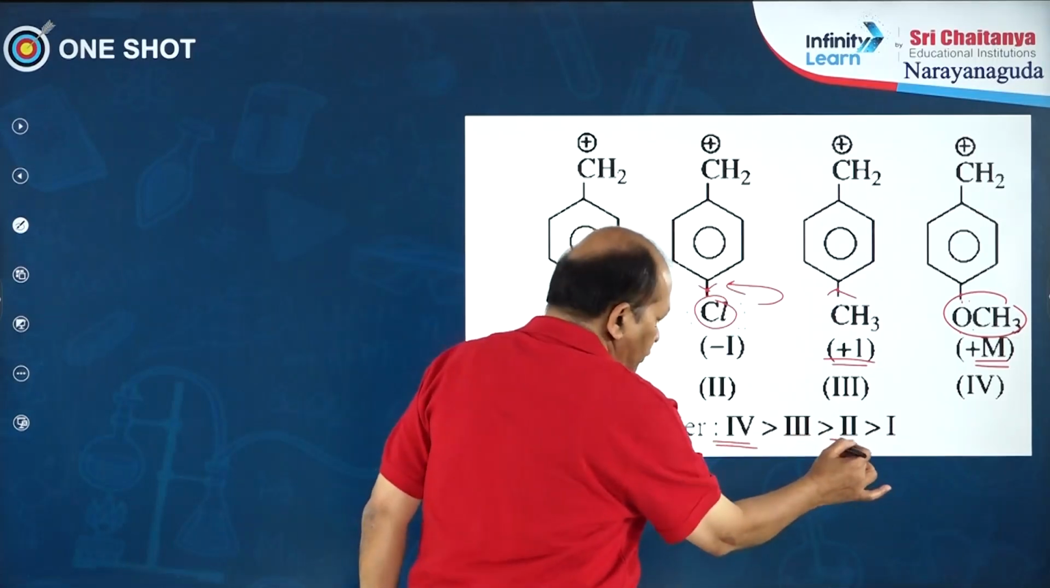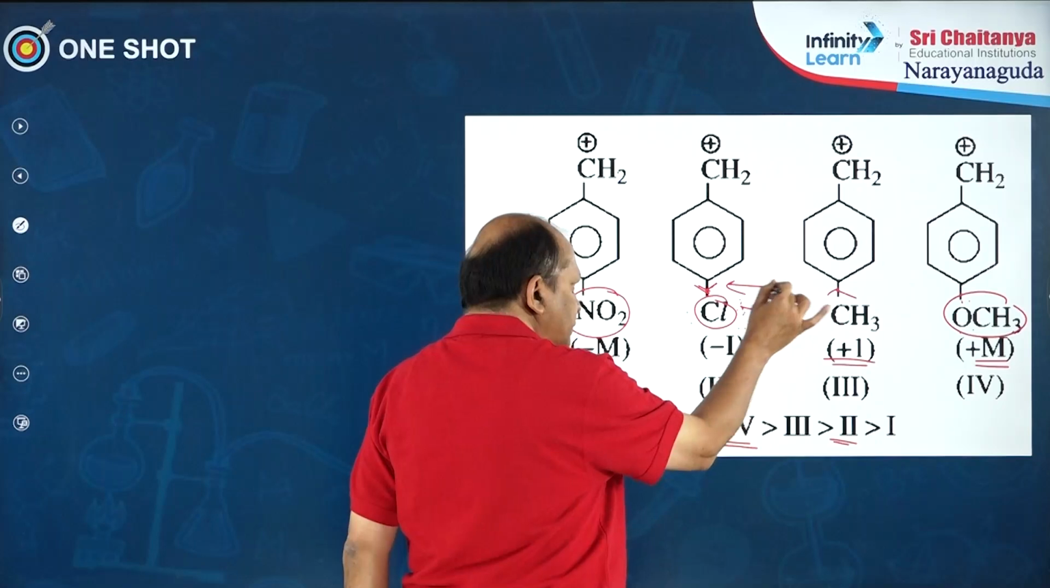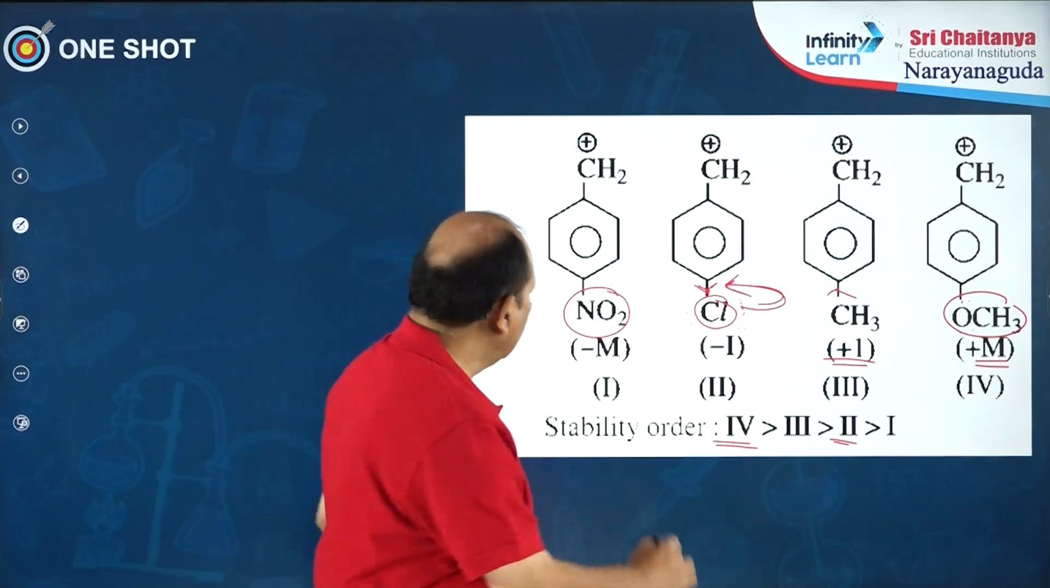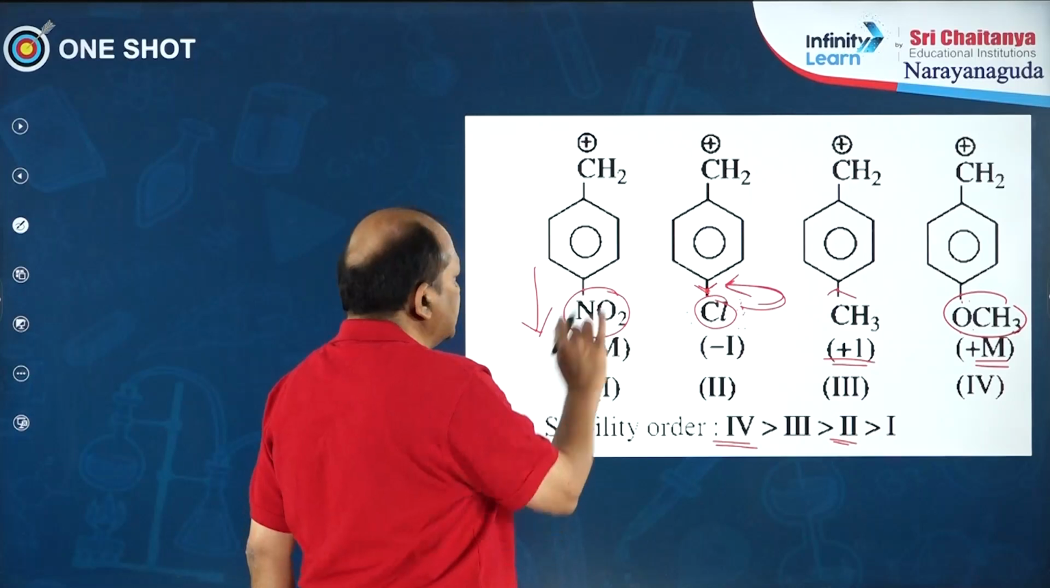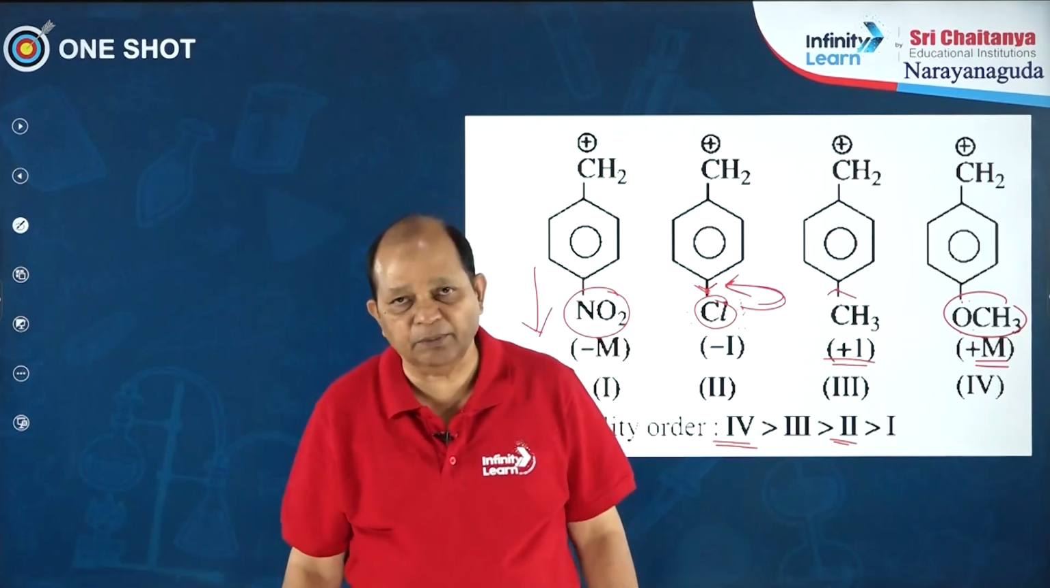Next is compound 2, okay. Because of the mesomeric effect, though it is withdrawing, there is some quenching of positive charge. And the nitro group is withdrawing the electrons, so there is no question of quenching. Therefore, that is the least stable carbocation.